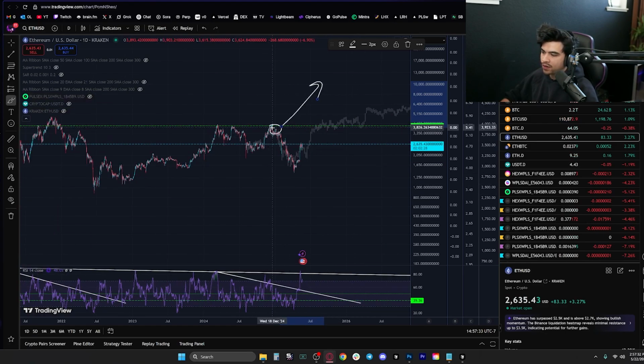We kicked the can down the road, right? We did not break out on the Ethereum price in December. We actually went down to a higher low, mind you, than this low right here back in June of 2022. Hit about 1400 or so, maybe like high 1300s.